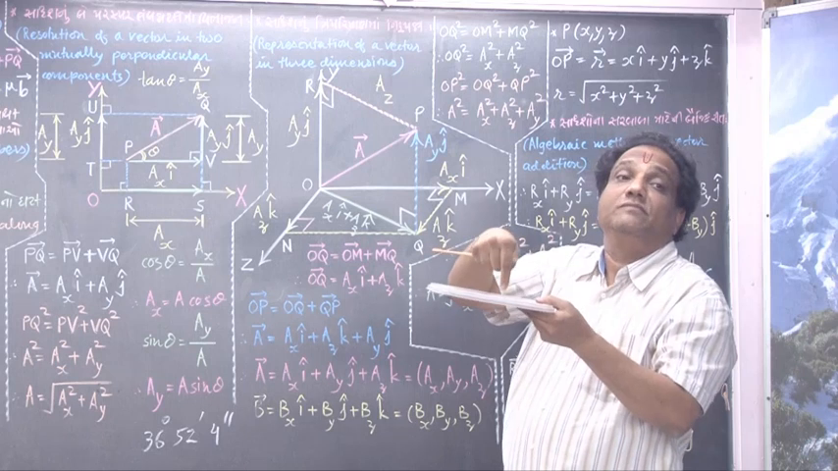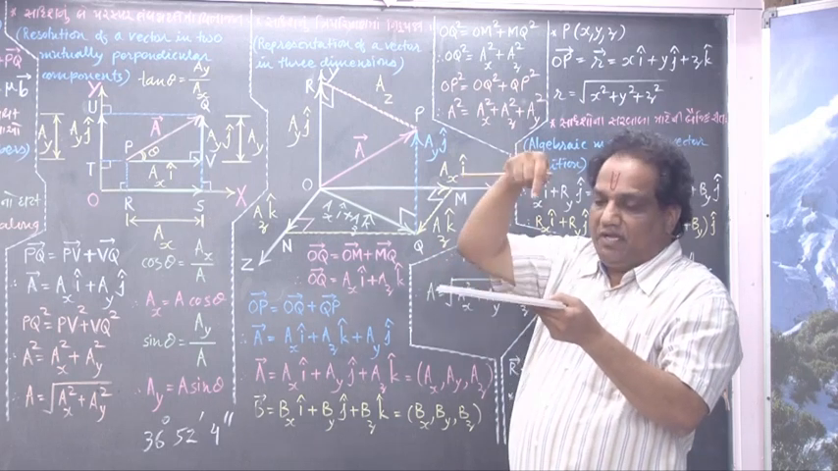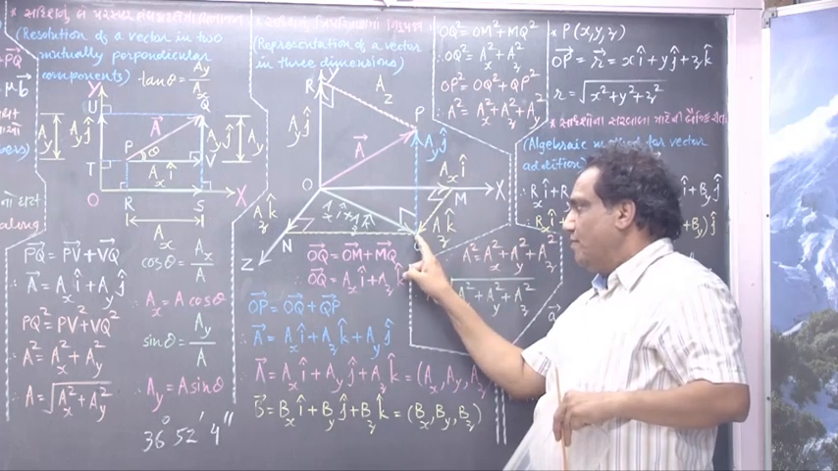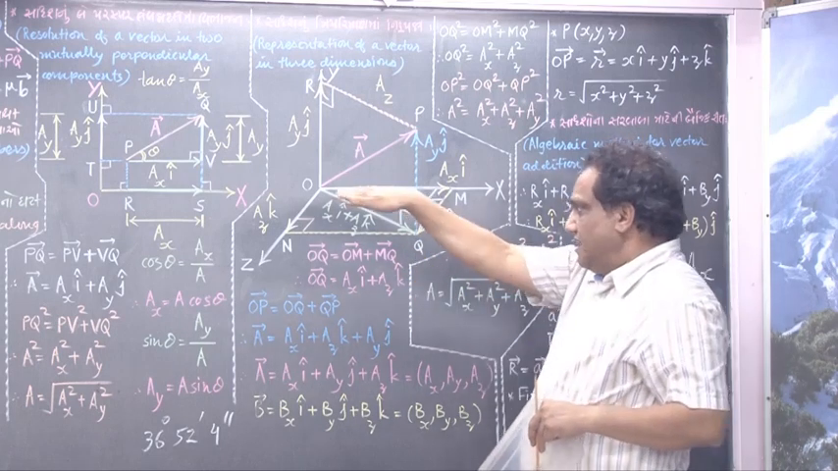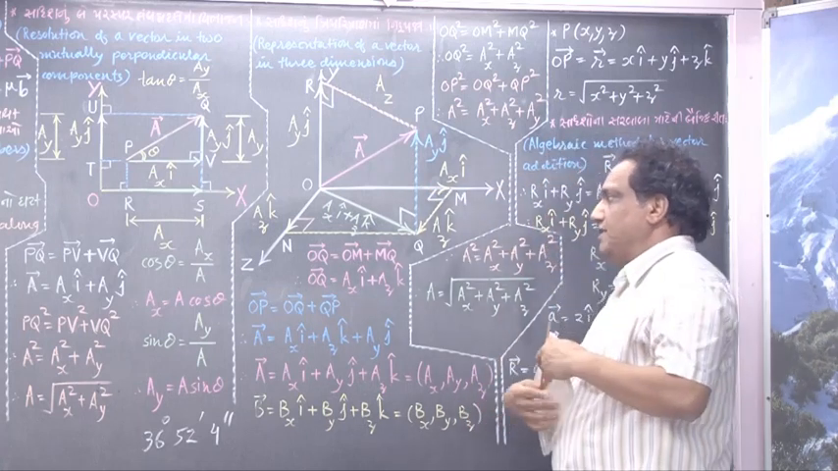Correct? So if I draw that perpendicular, the foot of the perpendicular will be lying on this plane. So when I draw this perpendicular, this is the foot of the perpendicular. Let me call it point Q. It is lying in this horizontal plane.